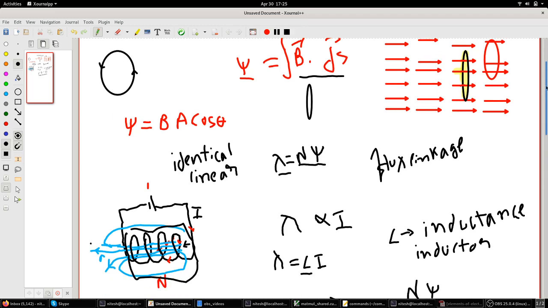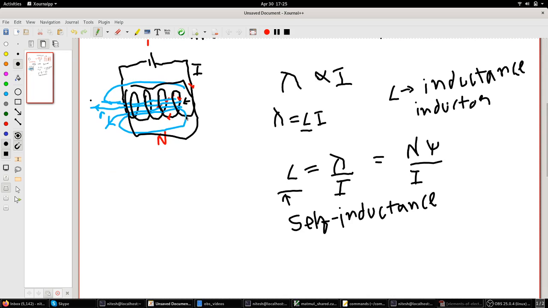The third thing is that the self-inductance arises because it is the same inductor through which the current passes. That flux linkage is generated by the same inductor. That's why it's called the self-inductance.